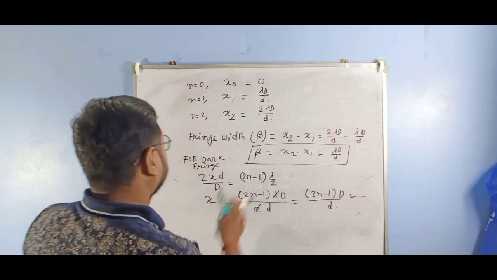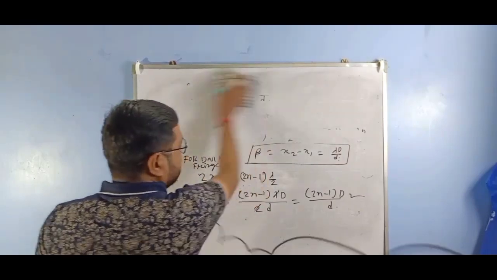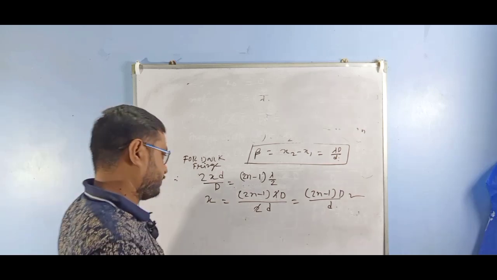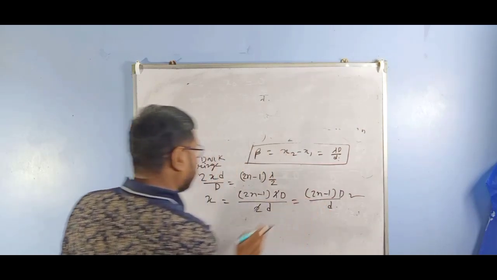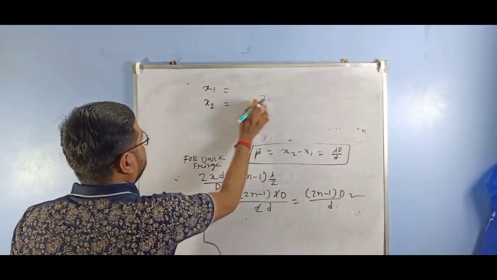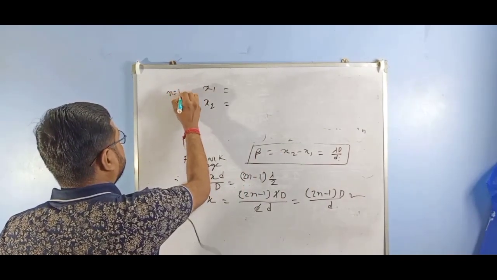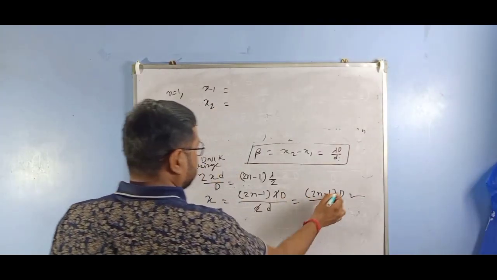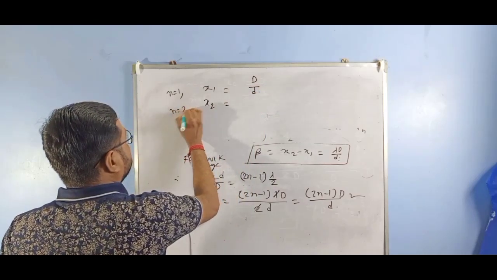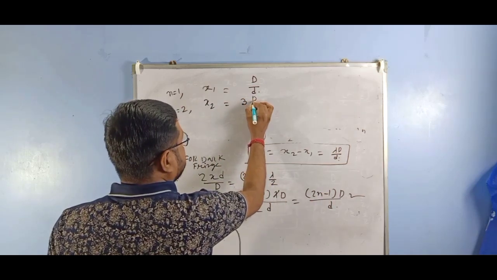So if we put n equal to 1 and n equal to 2 in this equation, we can get the values of x1 and x2, that is the positions of the first dark band and the second dark band. If we put n equal to 1, what do we get? 2 minus 1, that is 1, lambda D by 2d. If we put n equal to 2, that is 4 minus 1, 3 lambda D by 2d.